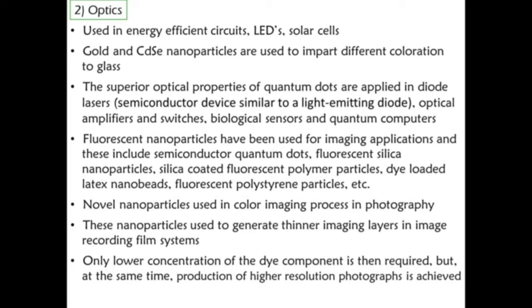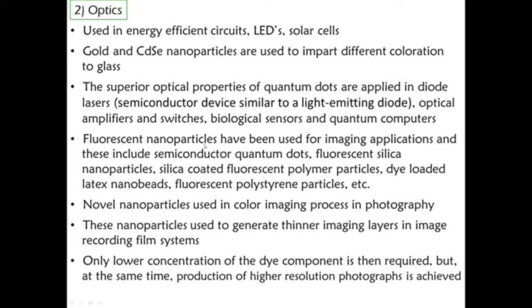So gold and cadmium selenide can be used to change into different colors in different light. And the superior optical properties of quantum dots are applied in diode lasers. A diode laser is a semiconductor device similar to a light emitting diode, just like an LED. Optical amplifiers and switches can improve the signal, and also biological sensors. They can sense biological molecules, and in quantum computers, as we have already discussed.